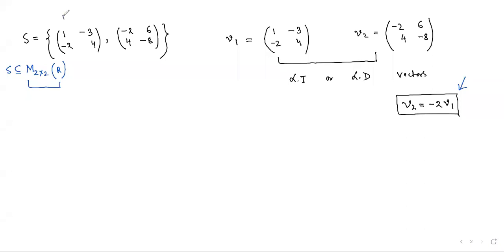Now, if I want to show whether it is LI or LD, the mathematical way of doing this is to select two elements, A1 and A2 from R, first of all, and then write a linear combination. I will multiply the first vector by the first scalar, and the second vector by the second scalar, and I will equate it to 0.